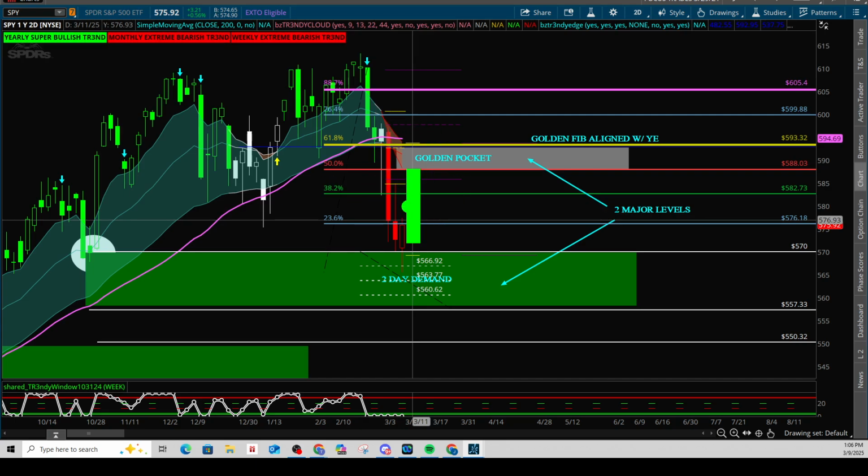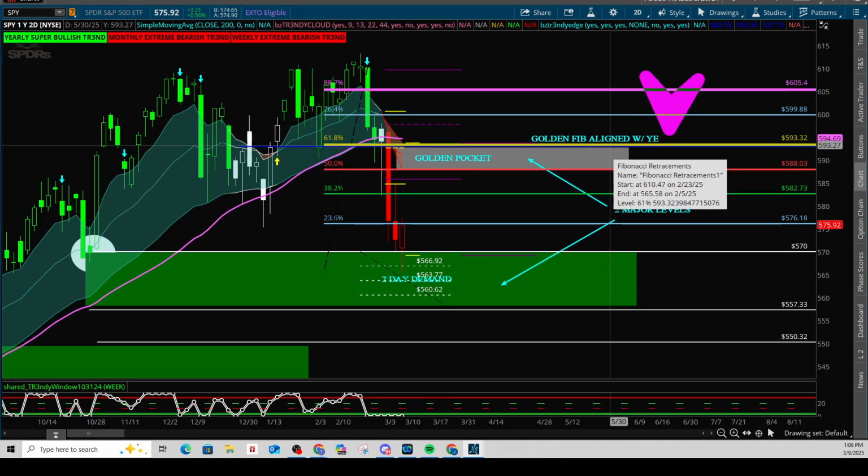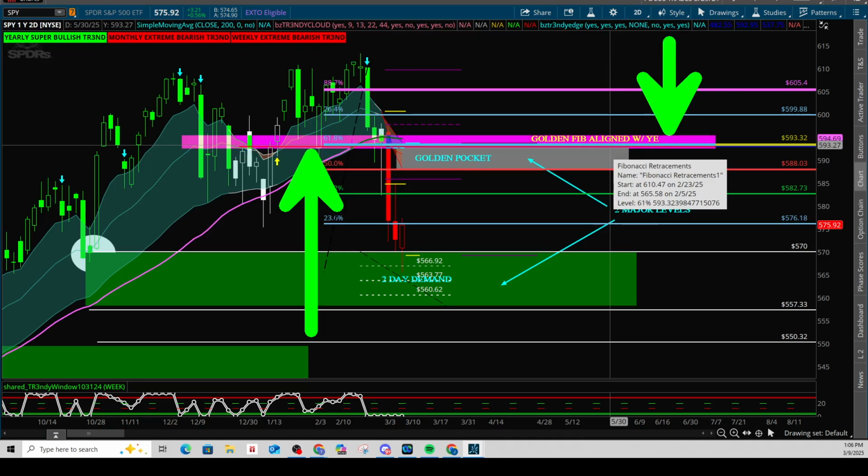But the golden pocket, I believe, is going to serve as an area where, for myself, I can look to put on new short positions to the downside. Okay. So two major levels, again, the golden pocket here. And one thing to note here is that the golden fib is aligned with the trendy indicator, which is your yearly edge, the level that I told everybody this entire year. As soon as we go under that, it's risk off until we find a nice demand zone.